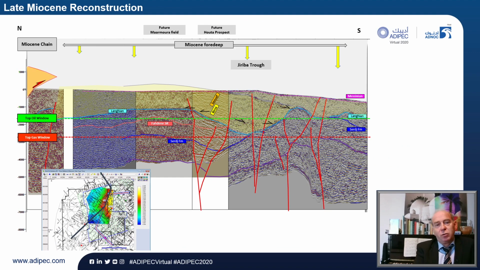Next step, we see the situation more or less at Messenian times. We see the Djirba trough has been generated with the deposition of thick Miocene series, and on the left we see the arrival of the Miocene and successive Pliocene chain, and the source rocks now inside the hydrocarbon generating window.